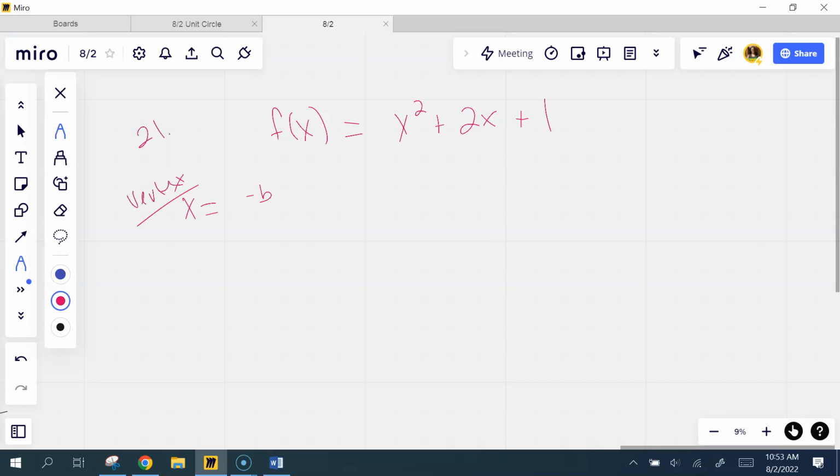Remember that's opposite B over 2A. B is what here? 2. So this is going to be negative 2 divided by 2 times 1, which is 2. Negative 2 divided by 2 is negative 1. Now, I always tell everybody that everybody always says it looks really easy when you do it, and I sit down to do it, and it's not that easy.